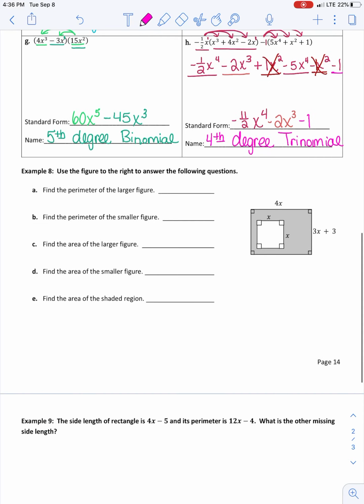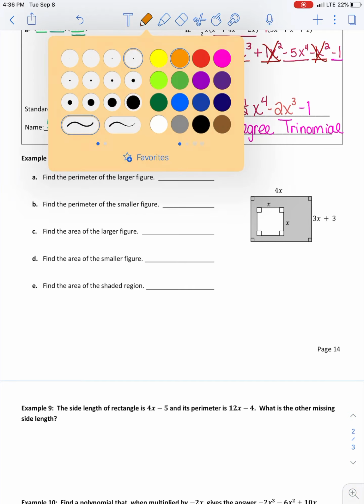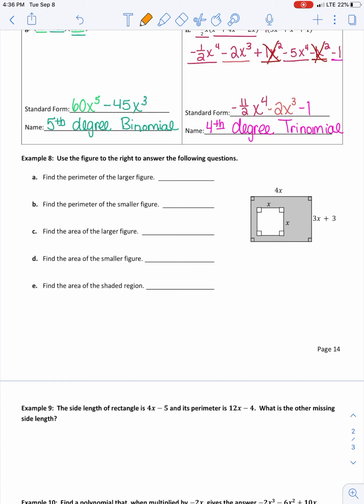Okay, moving on to example 8, you're going to see examples like this often. So I really want to make sure that we understand how to do number 8. It says find the perimeter of the larger figure. So we're talking about this figure that I've outlined in orange. That is my larger figure.